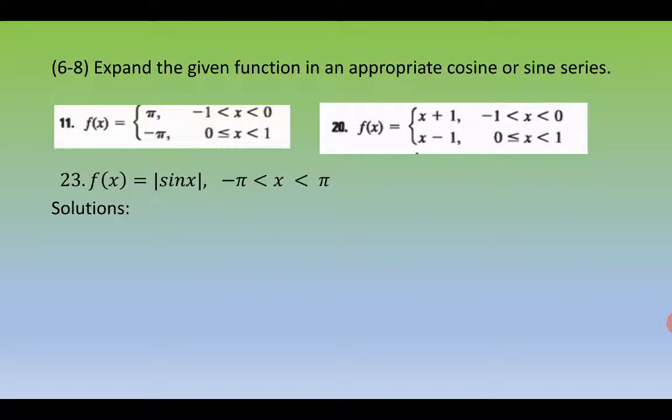Expand the given function in an appropriate cosine or sine series. See, check if the function is even, you expand into a cosine series. If the function is odd, you will expand into only a sine series. So half of the work should be done for the Fourier series. Okay.